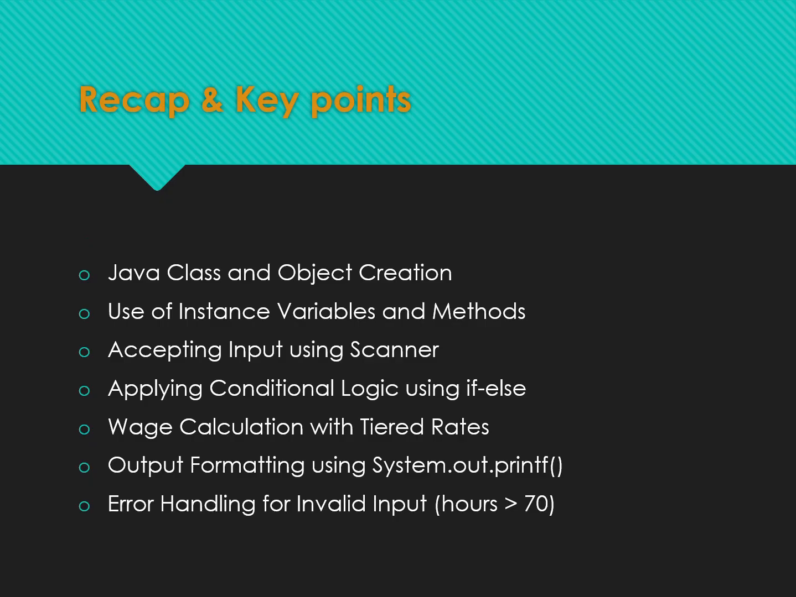Let's quickly revise what we learned through this Java program. 1. We created a class called security with 4 instance variables: name, hours, rate, and wage. 2. The get method accepted input using the Scanner class. 3. The callWage method used if-else conditions to calculate wages based on normal rate for the first 40 hours, 1.5 times rate for the next 20 hours, and 2 times rate for hours beyond 60, up to a maximum of 70. 4. The display method used print for formatted output.